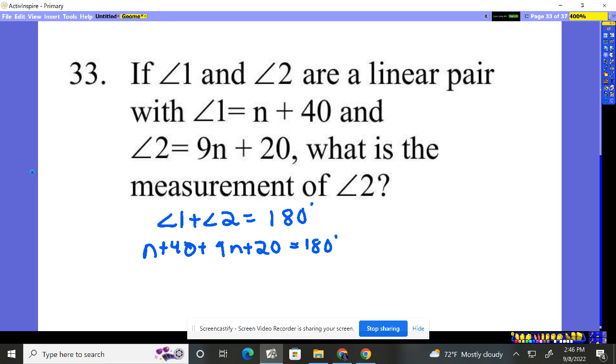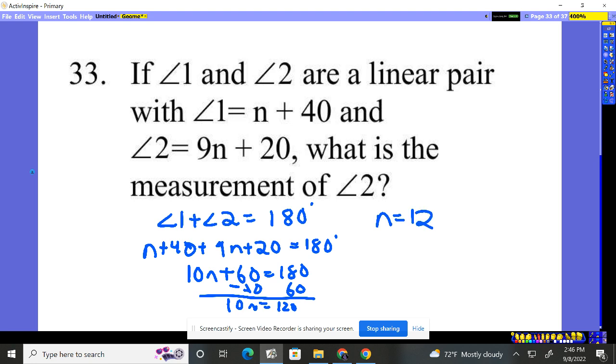We know that adds up to 180. It says, what's the measurement of angle 2? I need to solve this, get n by itself, and then I can plug in to this 9n plus 20 to figure out angle 2's measurement. So n and 9n is 10n. 40 and 20 is 60. I subtract my 60, and I get 10n is 120. I divide by 10, that gives me n is 12.